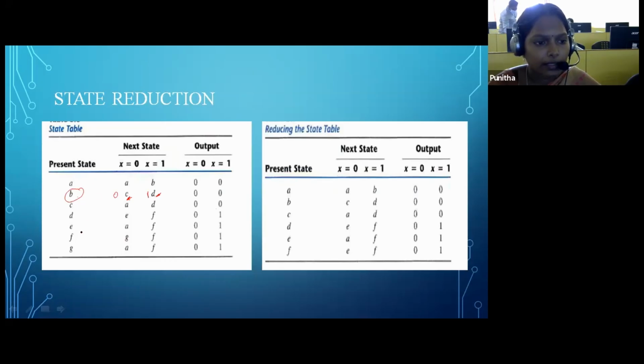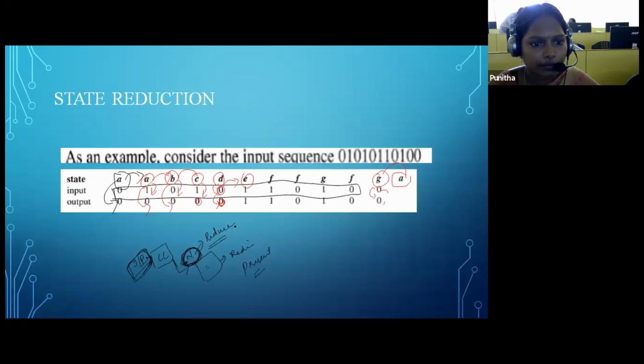Next we will move on to focusing on the next state, C. If I apply input 0, what will be the next state? If I apply 1 to state C, what will be the next state? That we need to check.